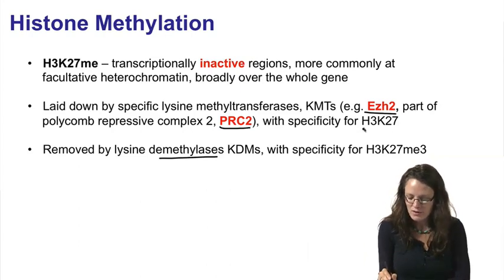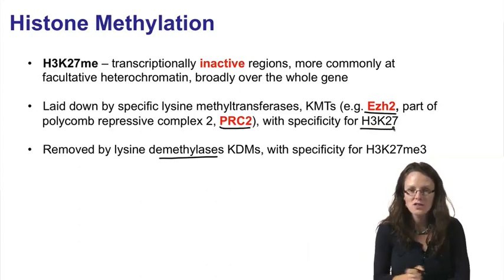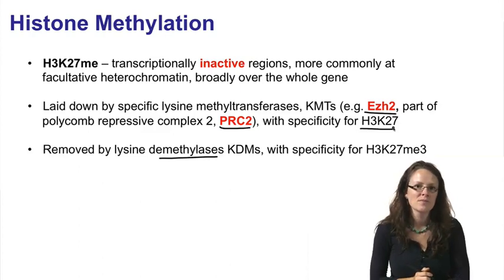So this is the one that's worth remembering. And it's the primary histone methyltransferase for histone H3 lysine 27. And because this is found in facultative heterochromatin, EZH2 and the PRC2 complex has a very important role in silencing genes that need to be silenced for tissue-specific silencing.